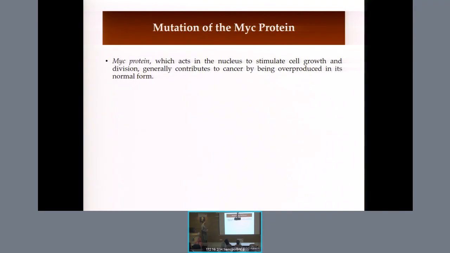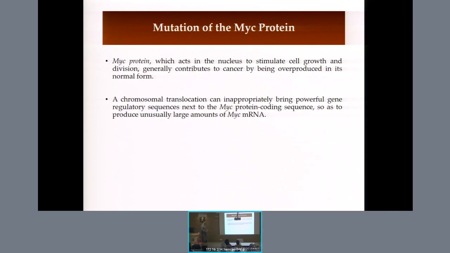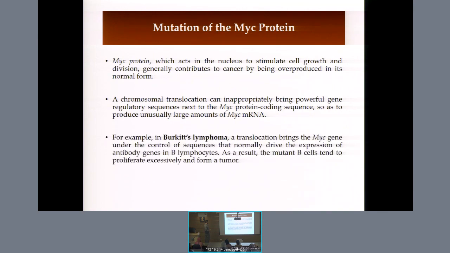MYC protein, which acts in the nucleus to stimulate cell growth and division, generally contributes to cancer by being overproduced in its normal form. A chromosomal translocation can inappropriately bring powerful gene regulatory sequences next to the MYC protein coding sequence. For example, in Burkitt's lymphoma, a translocation brings the MYC gene under the control of sequences that normally drive the expression of antibody genes in B lymphocytes. As a result, the mutant B cells tend to proliferate excessively and form a tumor.